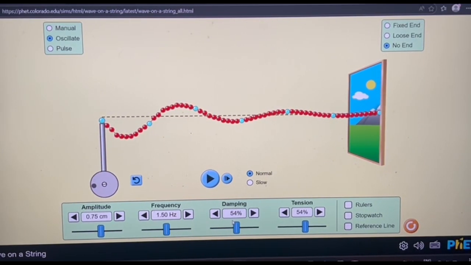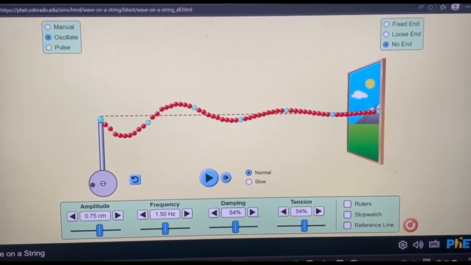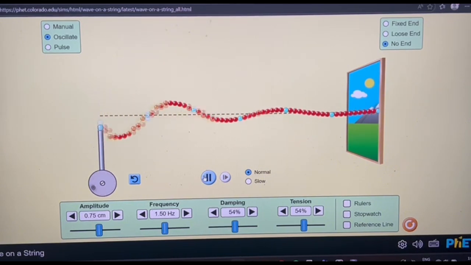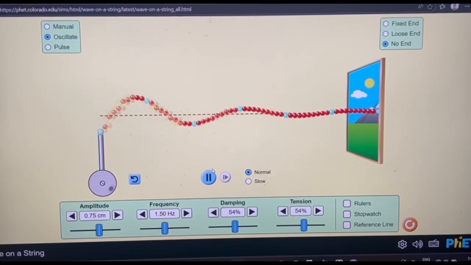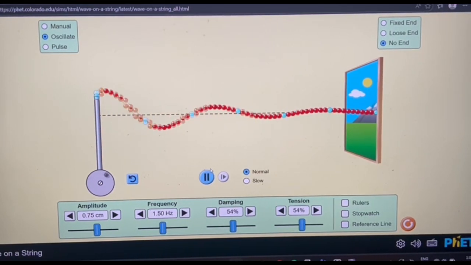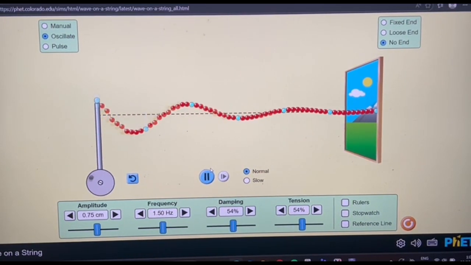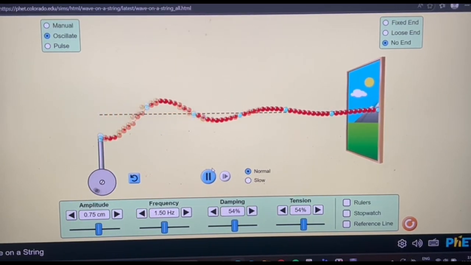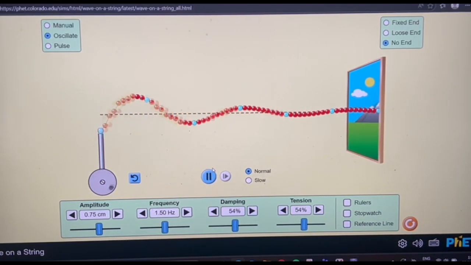If you put the damping at medium, 54, and the tension is also 54, you can see the simulation. It happens like this. The wave pulse continues traveling forward, there is no reflected pulse coming back, and the wave gradually fades along the string. This happens because no end represents an infinitely long string, and there is no boundary to cause reflection. Energy continues moving forward, and it is slowly lost due to the damping.